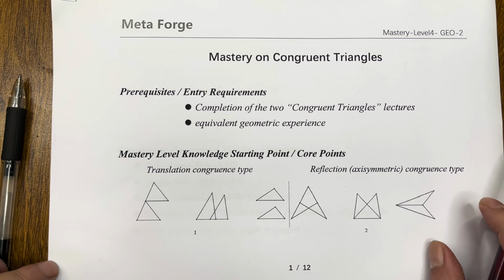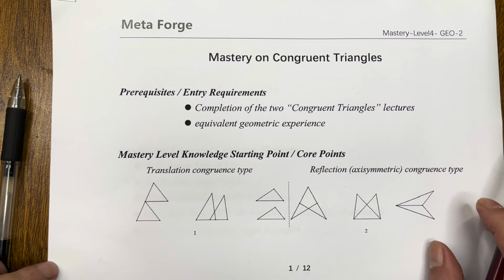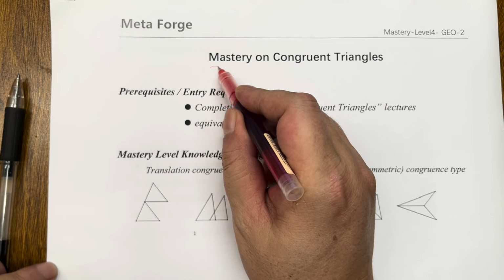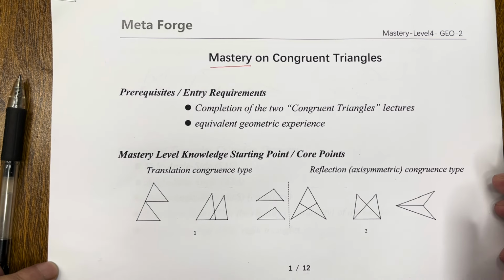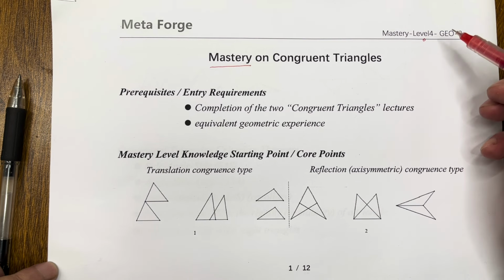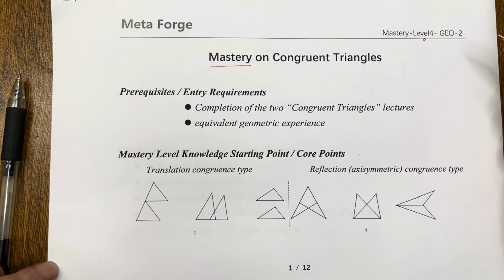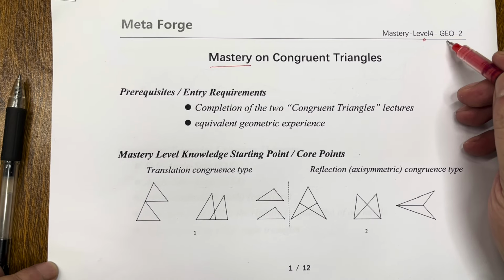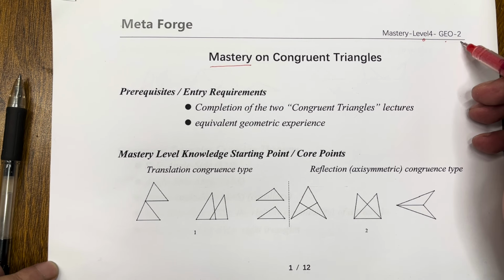Let's go into Math4 Mathematics Mastery class on congruent triangles. This is Math4 Level 4 Mastery class in Geometry module, the second class.